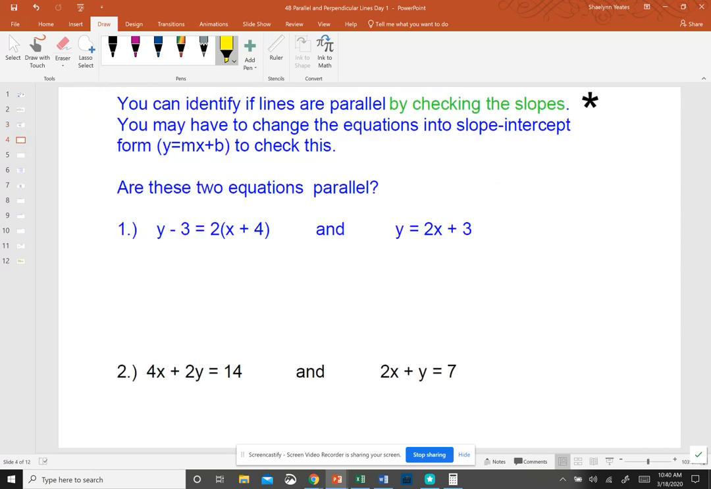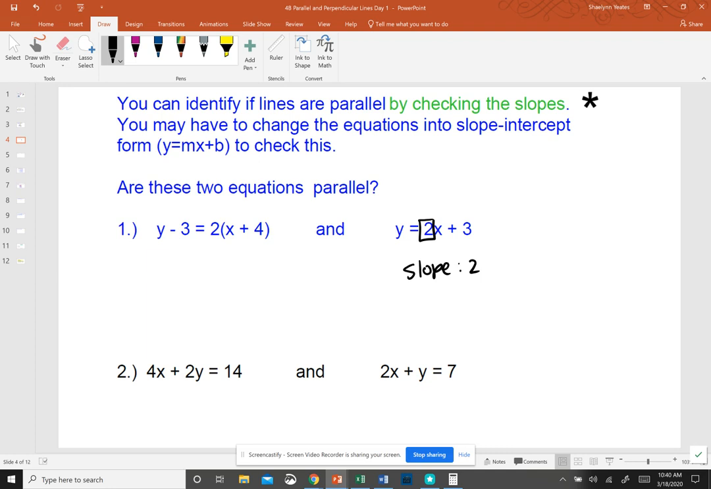All right, so now we need to be able to look at these two. I'm going to show you how to do this by hand, and then I'm going to show you how to use Desmos to check. So the first thing I'm going to do is look at my m. Now, this one's already in y equals mx plus b. This is my m right here, so my slope is 2. This one's already perfect.